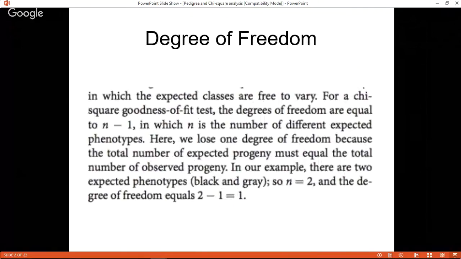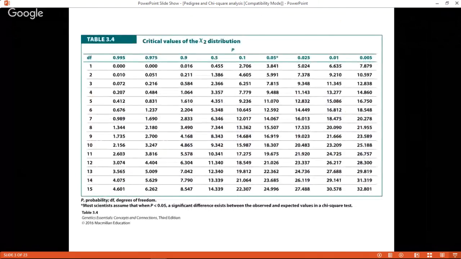For our degrees of freedom, the degrees of freedom are equal to n minus 1, in which n is the number of different expected phenotypes. For example, if your n is 2, the degrees of freedom would equal 2 minus 1, so it would be 1. And then this is our table that we'll use, and the table can be found in your book. But let's just say your degree of freedom was 1, and your P was like 0.6. It falls between 0.5 and 0.1.